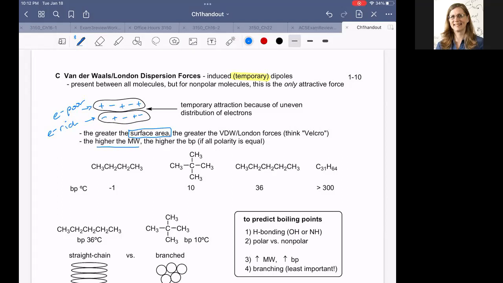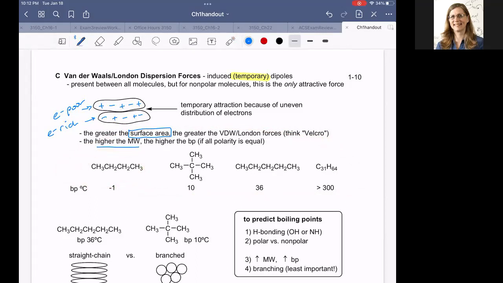Okay, so let's take a look at a series of compounds. These 4 compounds are all hydrocarbons. They all are just carbons and hydrogens. They're all nonpolar, right? But they have quite different boiling points. Here we have the smallest molecule.